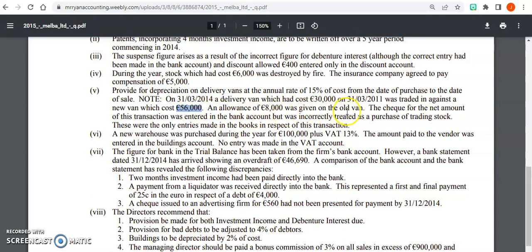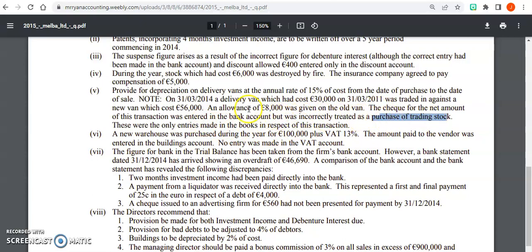Allowance of 8,000 was given on the old van. So the new van cost 56. We got 8,000 of allowance on it. So that's how much we purchased it for. So we purchased it for 48. The check for this net amount of the transaction was entered in the bank account, but incorrectly treated as purchase of trading stock. So it's not purchase of trading stock. We're not taking this van to sell it on. So we need to take that 48,000 away from our purchases.